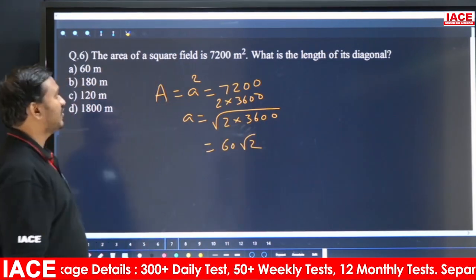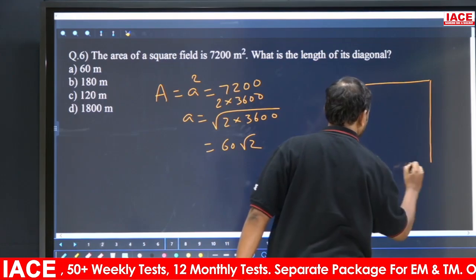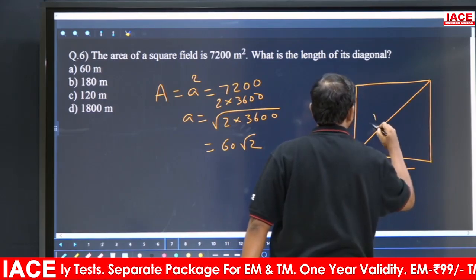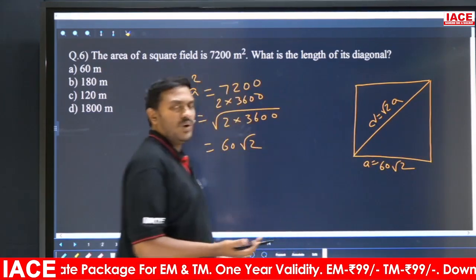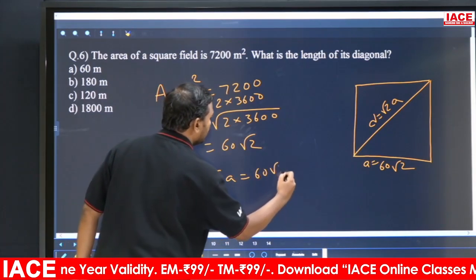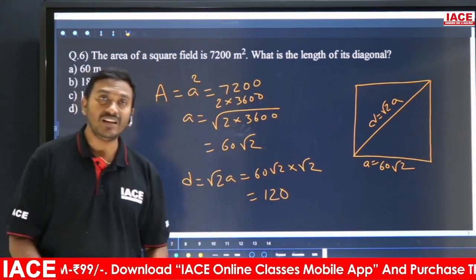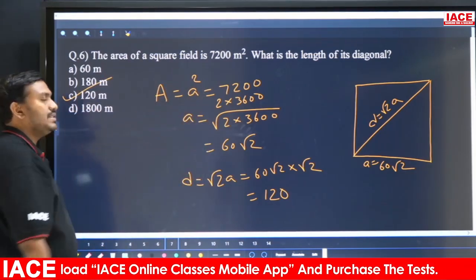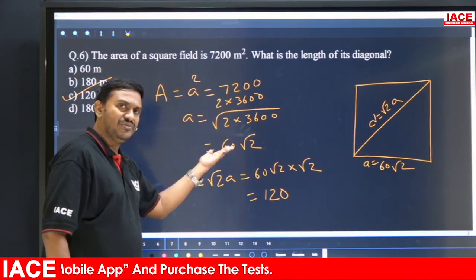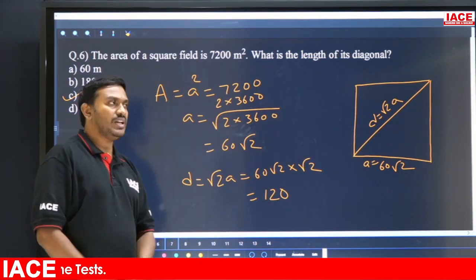So what is the side of the square? The side of the square is 60 root 2. Then what is the diagonal? The diagonal of a square is root 2 a. So d is 60 root 2 into root 2, which is 120. The diagonal of the square is 120. So option C is the right answer. Simple question. Area is given, so from that we find the side. If you know the side, we can easily find the diagonal. Okay, right.